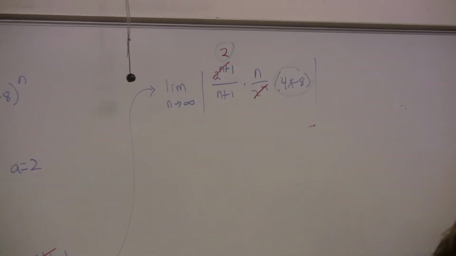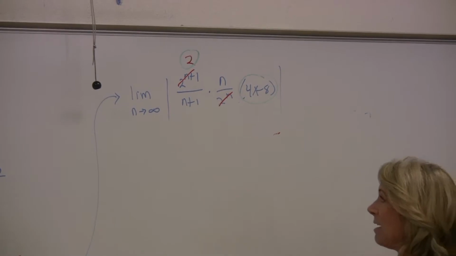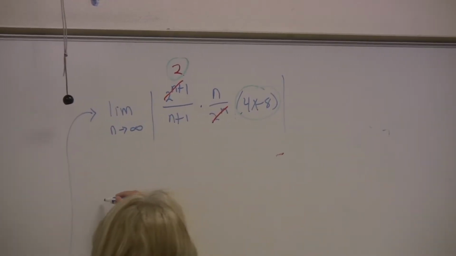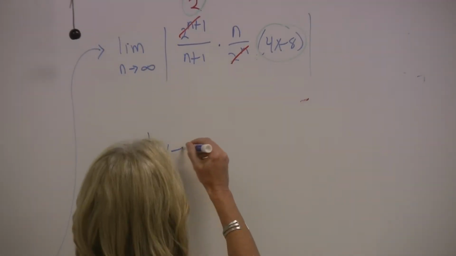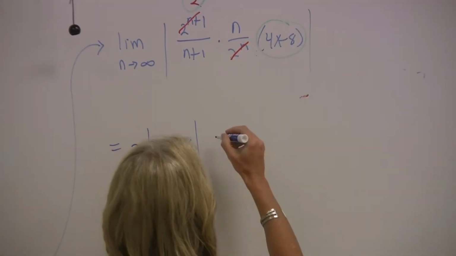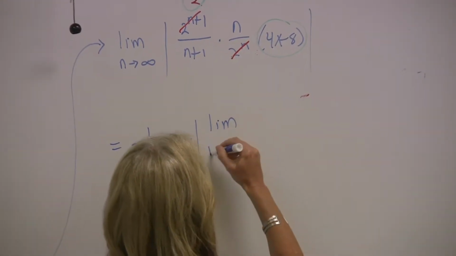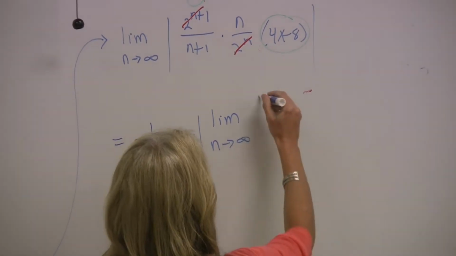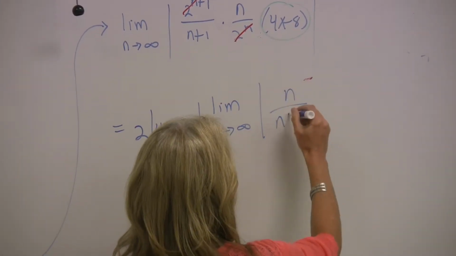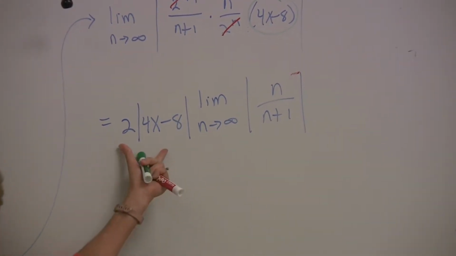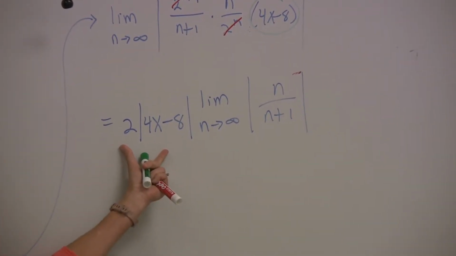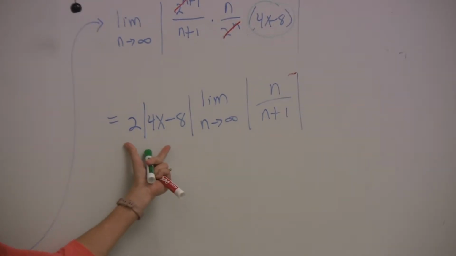I'm going to pull that all the way out front, just to get it out of my way because it's messing up my limit. So I'm pulling out a 2 and an absolute value of 4x minus 8. And then I have the limit as n goes to infinity of just n over n plus 1. So I factored out the parts that didn't have n in them because they won't be affected by my limit.